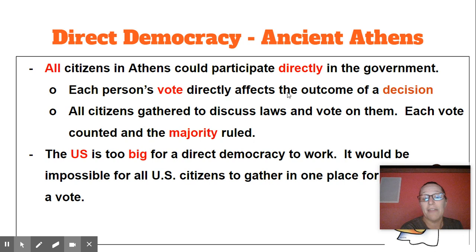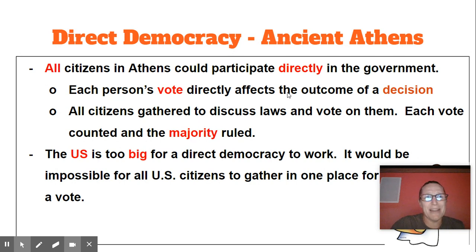All citizens gathered to discuss laws and to vote on them. Each vote was counted and the majority ruled. Obviously, the US is too big for a direct democracy to work. It would be impossible for US citizens to gather in one place for a vote. All right, so that's what we're looking for. So direct democracy, everybody participates directly, and that is in ancient Athens.